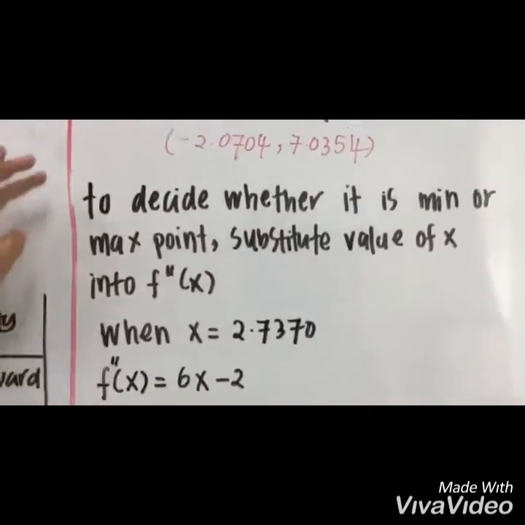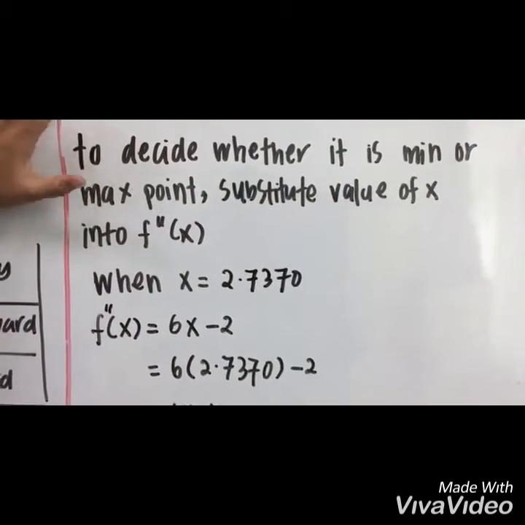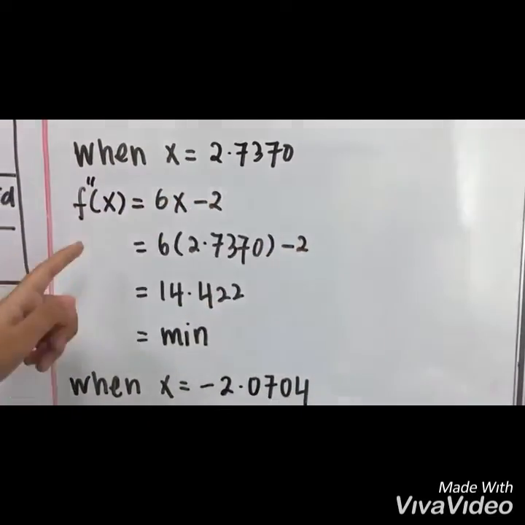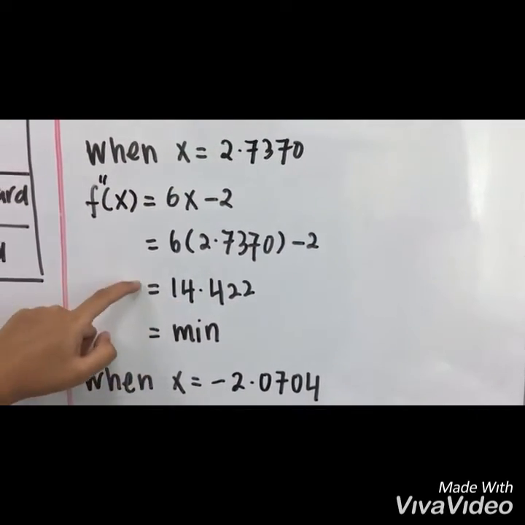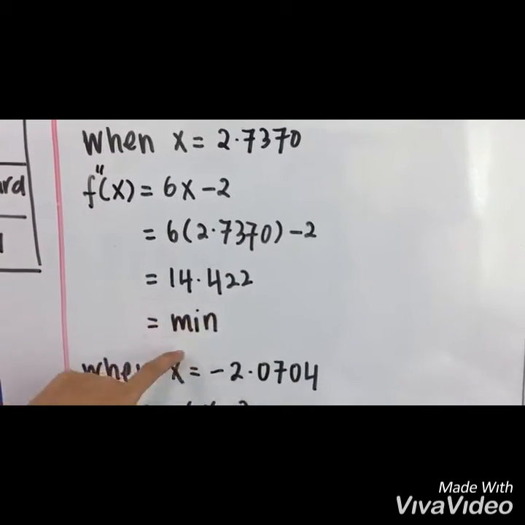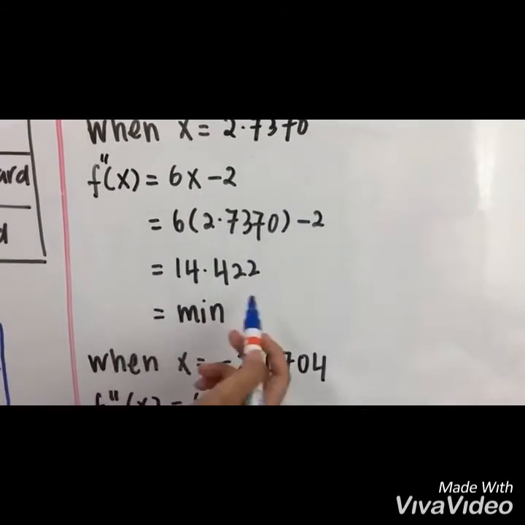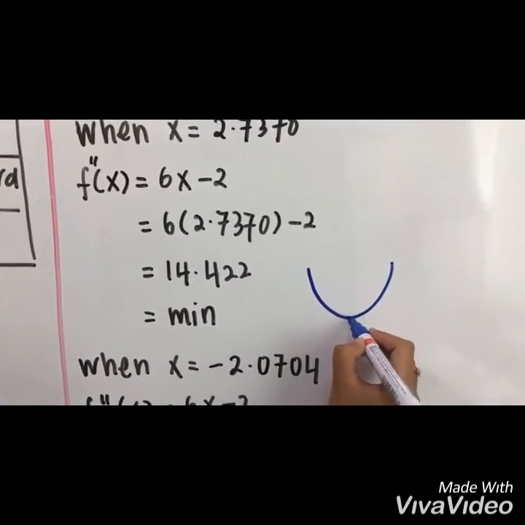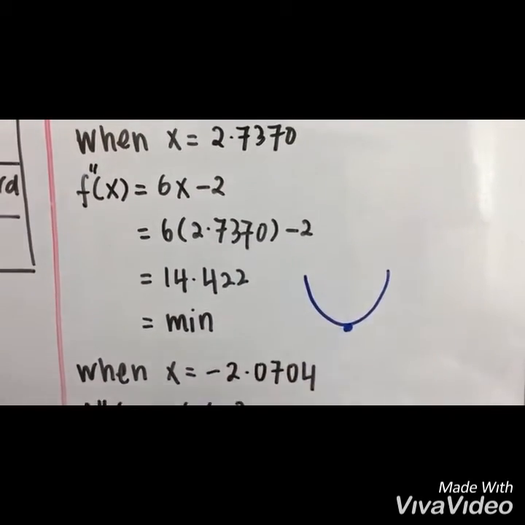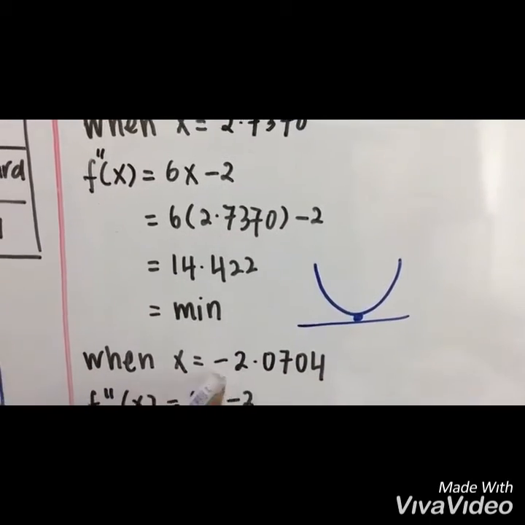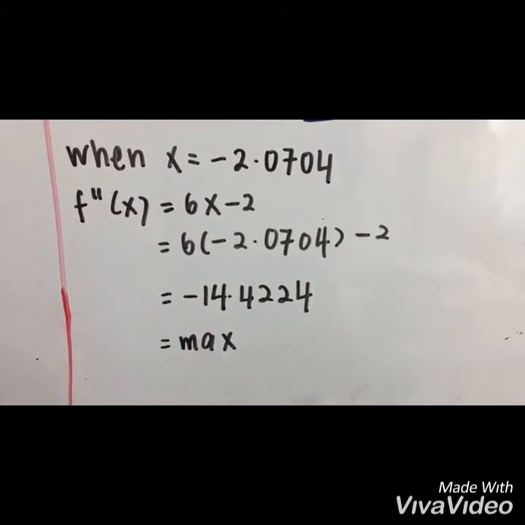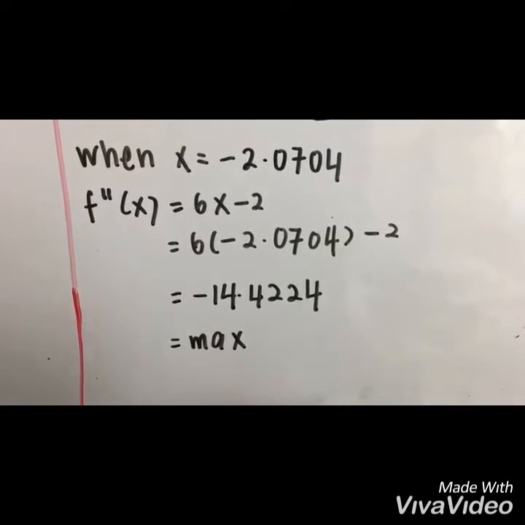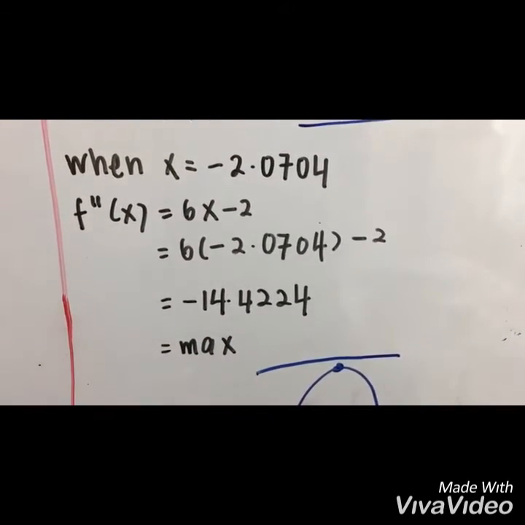To decide whether it is a minimum or maximum point, we substitute the value of x into the second derivative of the function. When x was 2.7370, we'll get 14.422, where it is a minimum point because it is positive. As everyone knows, a positive value will be drawn as a smiley, and the point is at the lower bottom, so it is a minimum. And when x equals negative 2.0704, we get negative 14.4224, where it is a maximum. The point is at the top, so it is a maximum point.